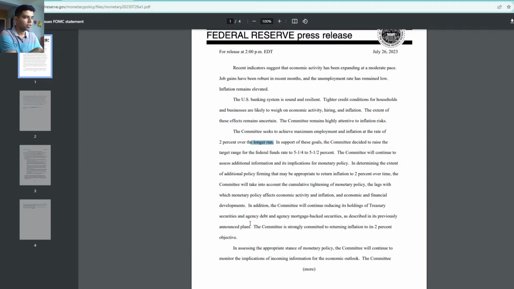In assessing the appropriate stance of monetary policy, the committee something. Okay, how many pages is it? It's 2, 3, 4 pages. Okay guys, let's not read all of this because our trading strategy doesn't depend much on the news, so we don't need to care much about the news. But as a whole, as a big picture, the US economy is not good. It's showing a bad trend, so the gold price can still move up.